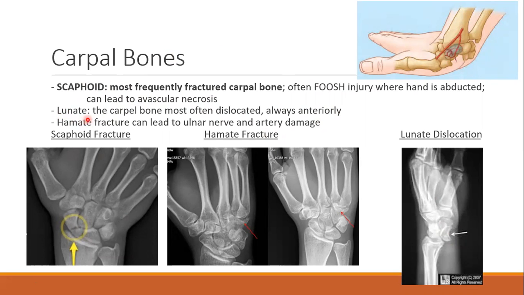Versus your lunate carpal bone is the carpal bone most often dislocated and is always anteriorly. So here is a dislocated lunate. It should not be this far forward. It should be in line with the other carpal bones. Here is a fractured scaphoid bone. And then here are fractures of your hook of hamate. If you fracture the hook of hamate, you can damage the ulnar nerve and artery because they do run pretty close to where that hook of hamate is.